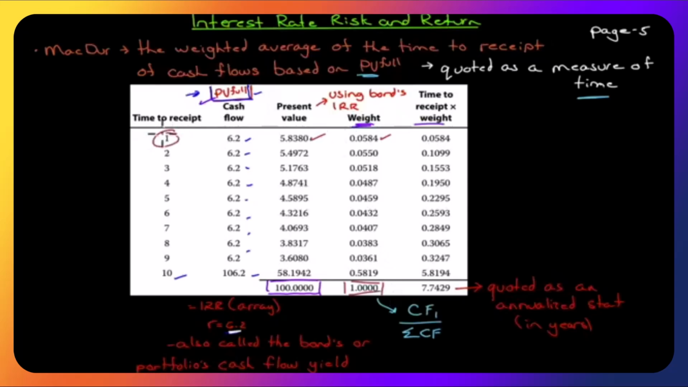Then you will multiply the time to receipt times the weight to get this. Remember, it is the weighted average of the time to receipt of the cash flows. This is the weight times the time, right? 2 times 0.0550, 3 times the next one. You add that all up, and there is your Macaulay duration, 7.7429. And Macaulay duration is typically quoted as an annualized statistic in years. So if we look at that, we say, it's 7.74 years.